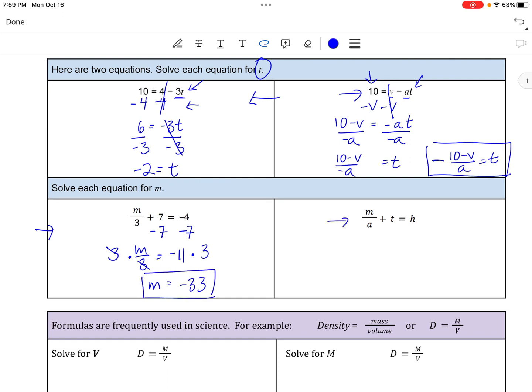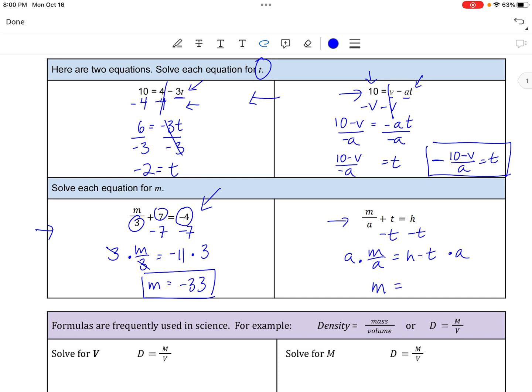Now this equation is very similar to this one here, except instead of the 7 and the negative 4 and the 3, we have all variables. But we're still going to do all the same steps. We're going to isolate m. We're first going to start by subtracting t from both sides. Then m is being divided by a, so we're going to multiply both sides by a.